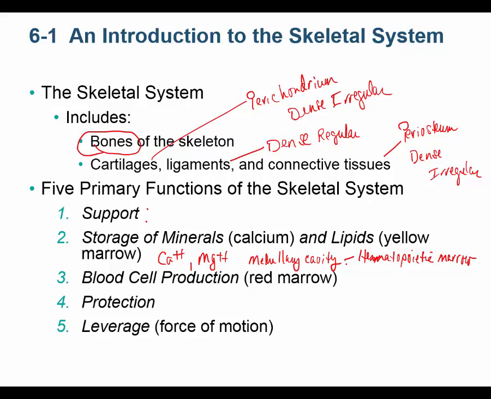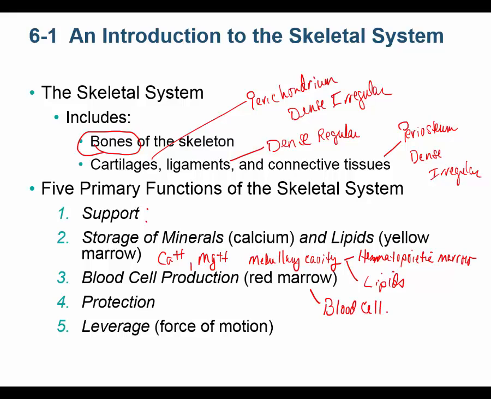But as you get older, a lot of that bone marrow changes from hematopoietic bone marrow to yellow marrow, and that's just lipids, which, by the way, is a connective tissue. It's a loose connective tissue, what we call adipose. So storage of minerals and lipids is a function of bones because the medullary cavity can store lipids. Blood cell production, major function of bones. All blood cells are produced in the bone marrow, and it's called red marrow because if it's converted to yellow marrow, it's not producing blood cells anymore. So the red marrow produces all the blood cells for us.